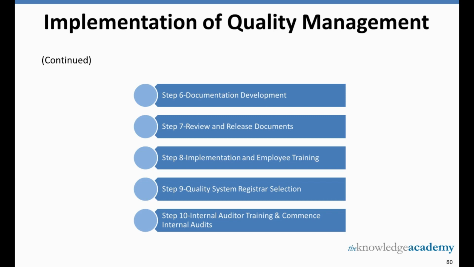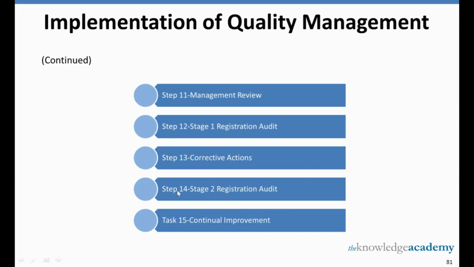Then in step 9, we select the quality system registrar who will do our external audit. Then in step 10, we prepare and train our teams for internal auditing and commence the same. After the audits, we discuss the findings with the higher management in management review meetings and start working on the same. This is step 11.